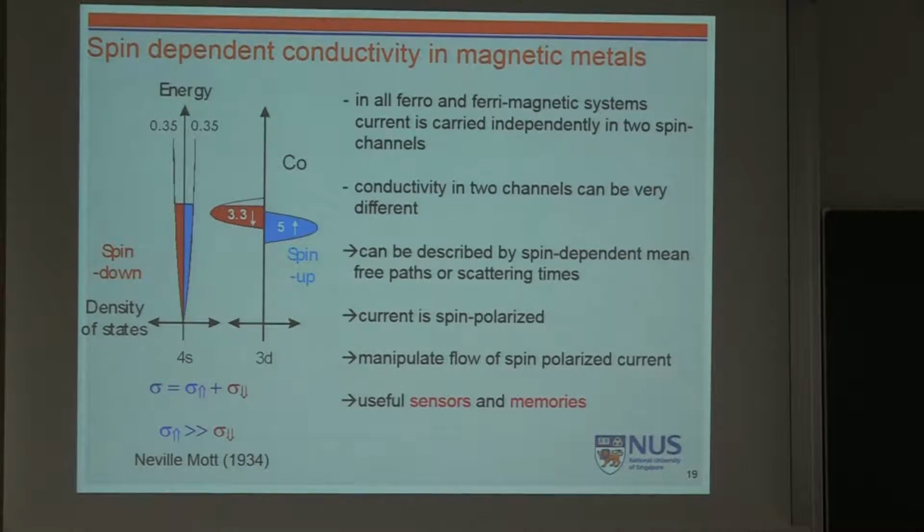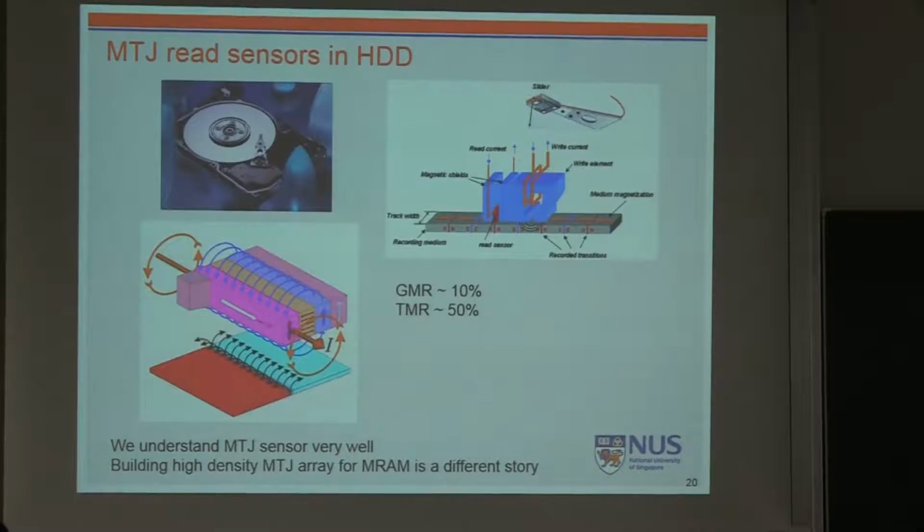The basic principle of this reading sensor is spin-dependent conductivity, which was proposed by Neville Mott in 1934. So once we look at this spin-dependent tunneling or diffusion process, basically we can make useful sensors and also memories. So this is the core principle of spintronics. This is the most successful application. This shows a GMR sensor.